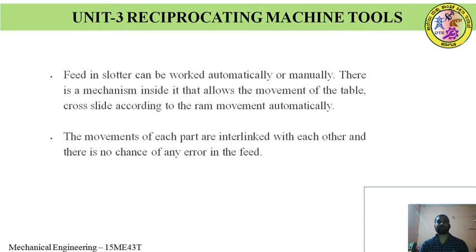The movement of each part is interlinked with each other, and there is no chance of any error in the feed. There is no chance of the tool touching the workpiece by a large margin. So every feed is proportional to each other. If the table moves, it is interlinked with all the other components. So there is no error in the feeding movement of the slotting machine.